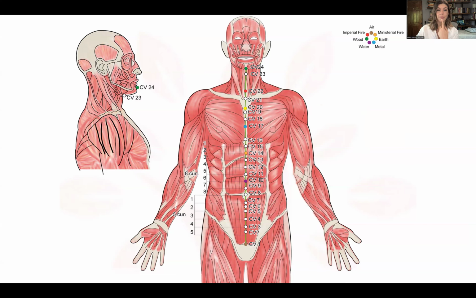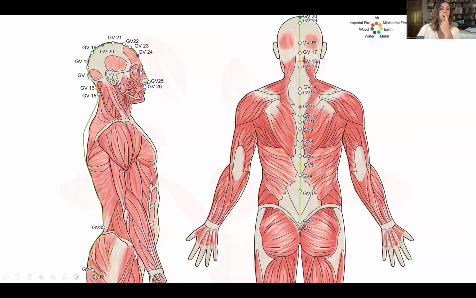Okay. And then if we look at the governing vessel, this starts down here at the tailbone, it runs up the back of the body, and it ends here just above the top lip. I'm just pointing this out because we're going to use these 2 points in our technique as representatives of how the energy is flowing in these meridian channels. So I wanted you to have a chance to see them properly here.